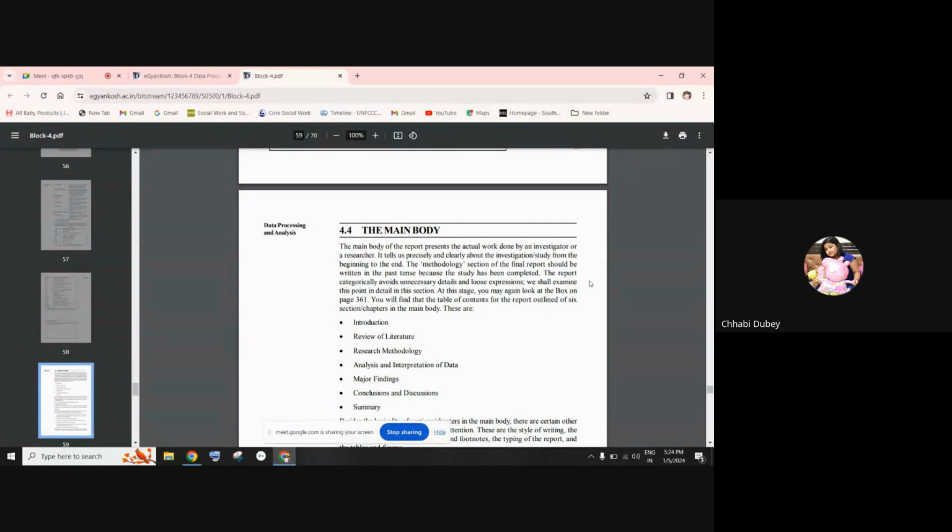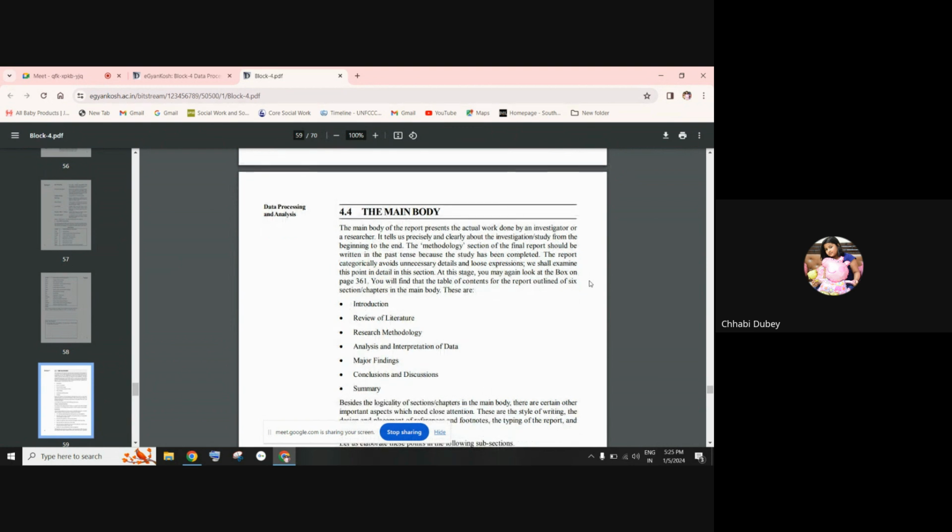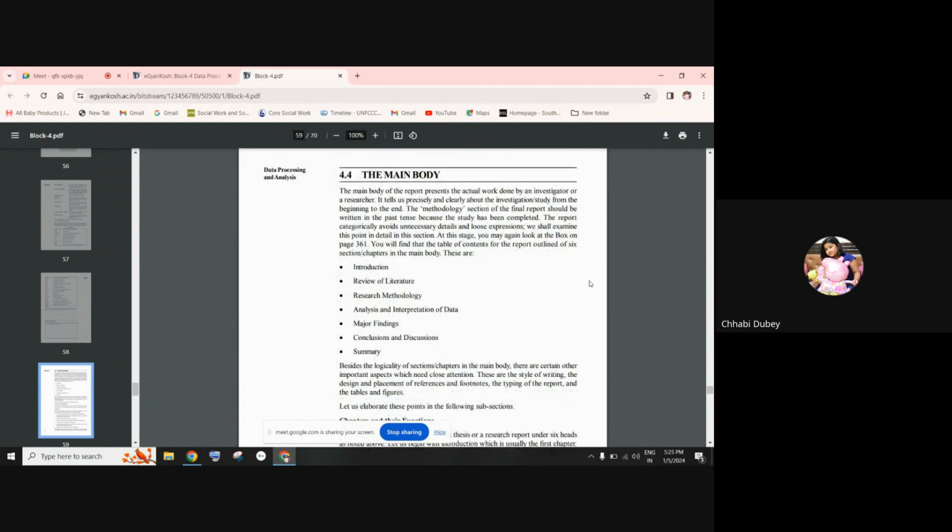Now, we have to avoid any kind of unnecessary details or loose expressions, and we will include these points when we go to the main body. First of all, will be the introduction part. The second would be the review of literature part. The third part would be the research methodology. After research methodology comes the analysis and interpretation of data. Thereafter, you will have the major findings, conclusions, and discussions, and finally the summary.